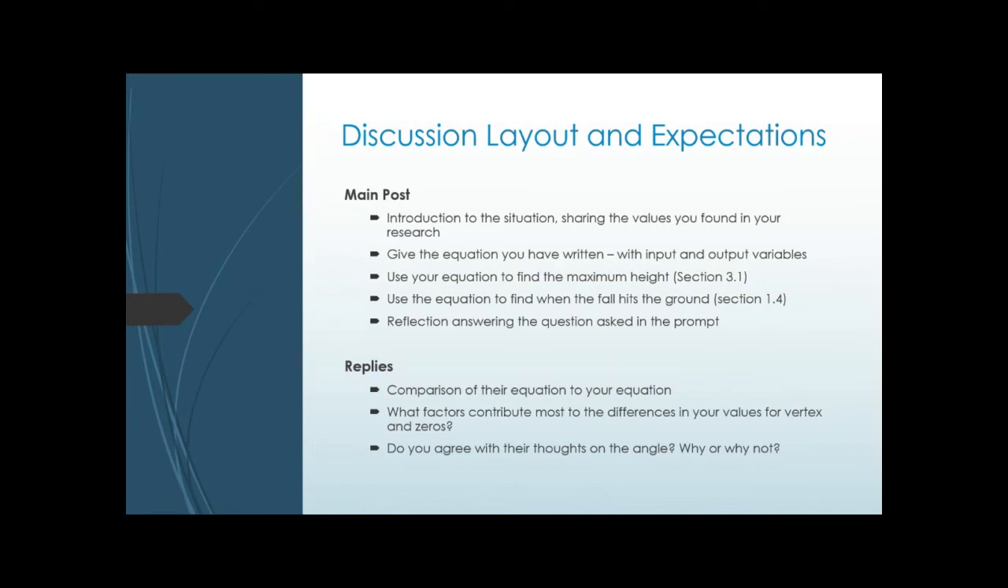You can discuss what factors contribute most to the differences in your values for the vertex and the zeros. So say if your maximum height is higher, what parts of your equation do you think made that difference. And then also you can think about what they said about how the angle matters, and then you can discuss that as well. And then if you have anything else relevant to talk about the math and baseball, that is cool as well.